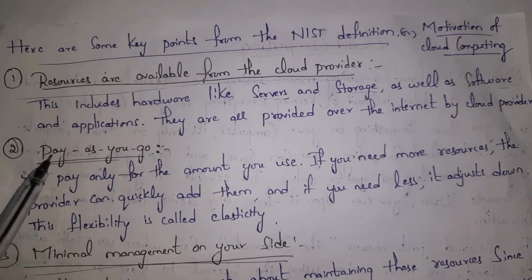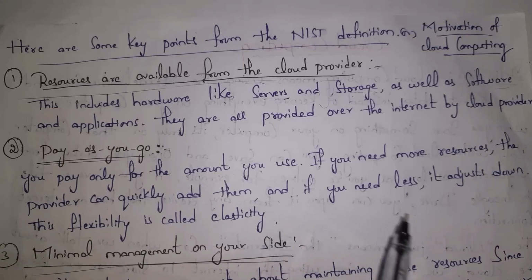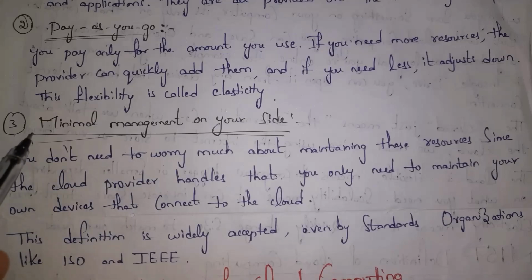And the second one is pay as you go. You only pay for what you use. If you need more resources, then the provider can quickly add them, and if you need less, you can adjust down. This flexibility is called elasticity. Guys, based on your work, you can increase or decrease resources. For example, for a particular work, I need a high configuration computer, so I can increase the configuration, and for another work, I need very low configuration, so I can decrease that configuration. And for some work, I need more storage, and for some work, I need less storage. So based on your work, you can increase or decrease resources, and adjusting based on your needs is known as elasticity.